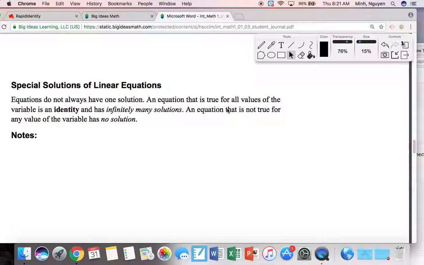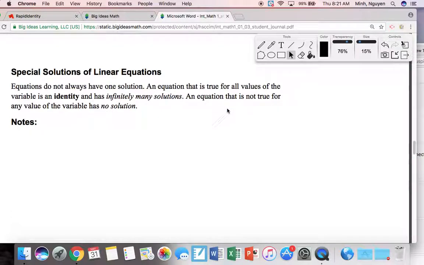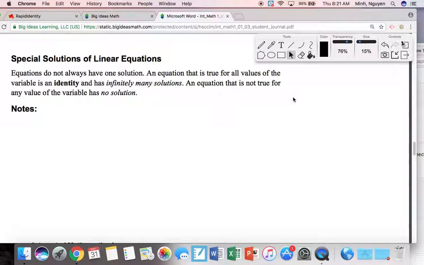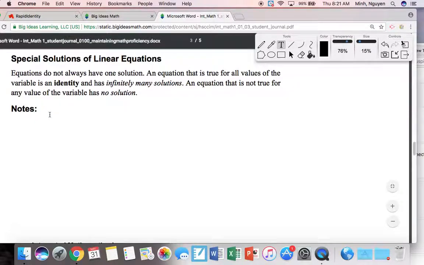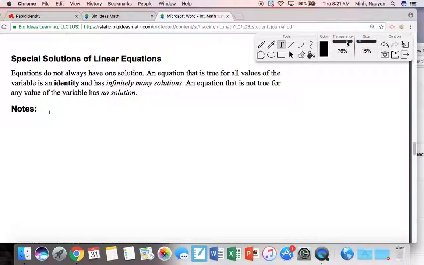Special solutions of linear equations. Equations do not always have one solution. An equation that is true for all values of the variable is an identity and has infinitely many solutions. You're going to come across something like 5 equals 5, and that will be it. There will be no x, and you'll say, oh well, 5 is equal to 5. In that case, all the numbers that you come up with are going to be a solution for that problem.